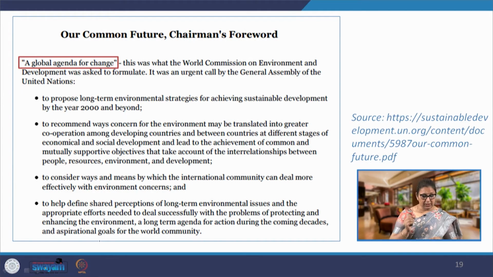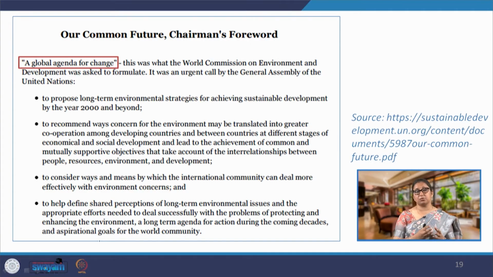So, the basic idea or key point that this committee was asked to formulate was a global agenda for change. The United Nations, the world at large, which is represented by the United Nations, and this was the World Commission on Environment and Development, WCED. There was an urgent call by the General Assembly of the United Nations that there is a need for a global agenda for change, how the world should go forward, and that is what this report puts forth. It proposed long-term environmental strategies for achieving sustainable development by the year 2000 and beyond. This was in 1987 that we are talking about.